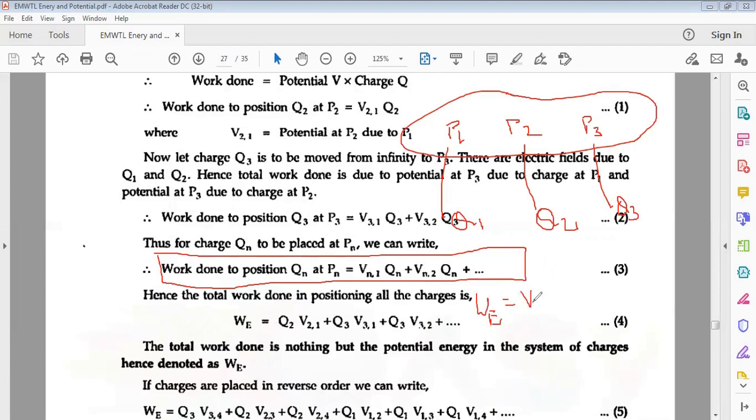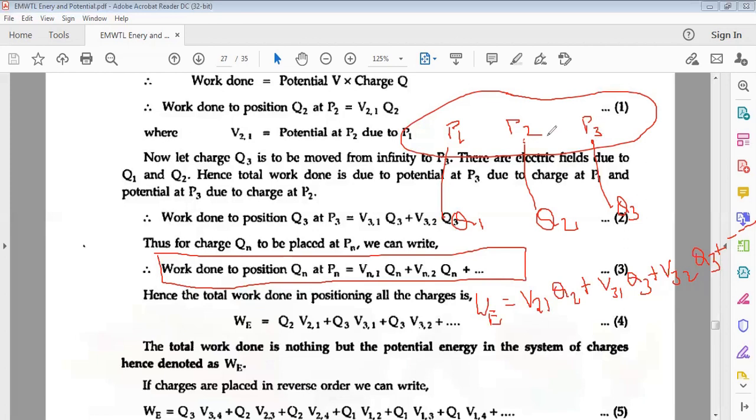So Q2 V21 plus, and now Q3 V31 due to Q3 and V32 Q3, and so on. This is the equation we got when Q2 is placed at point P2 and Q3 is placed at point P3.